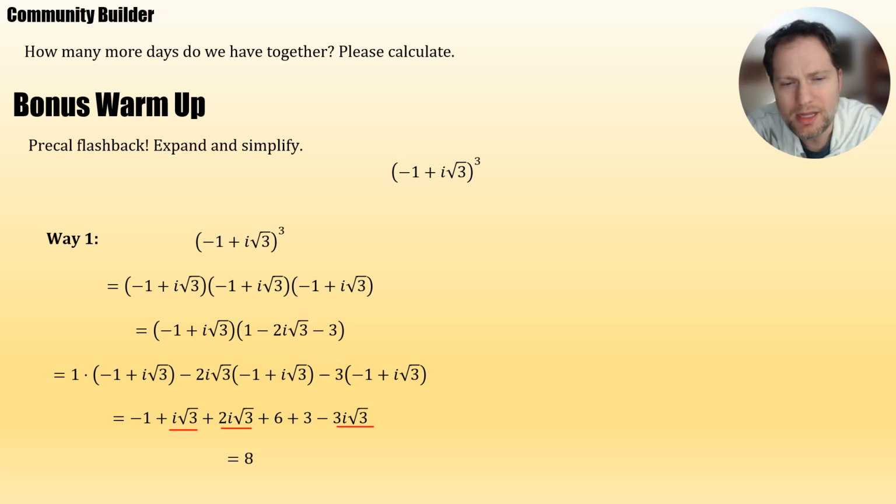The other takeaway from this is to think, okay, we've got something that when you cube it gives you 8. That is negative 1 plus i root 3. When you cube it, it gives you 8. Now, there are other things that when you cube them give you 8. Like, how about the number 2? When you cube 2, you get 8. And so for the number 8, we would say that 2 is a cube root of 8.